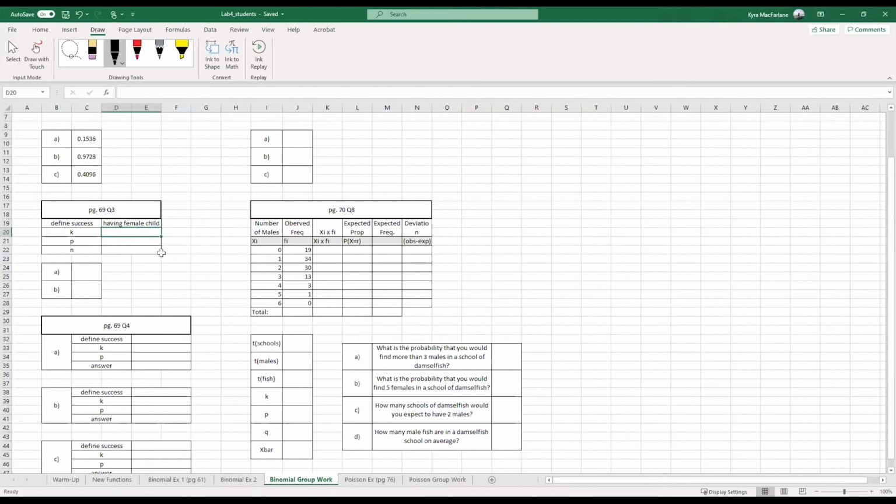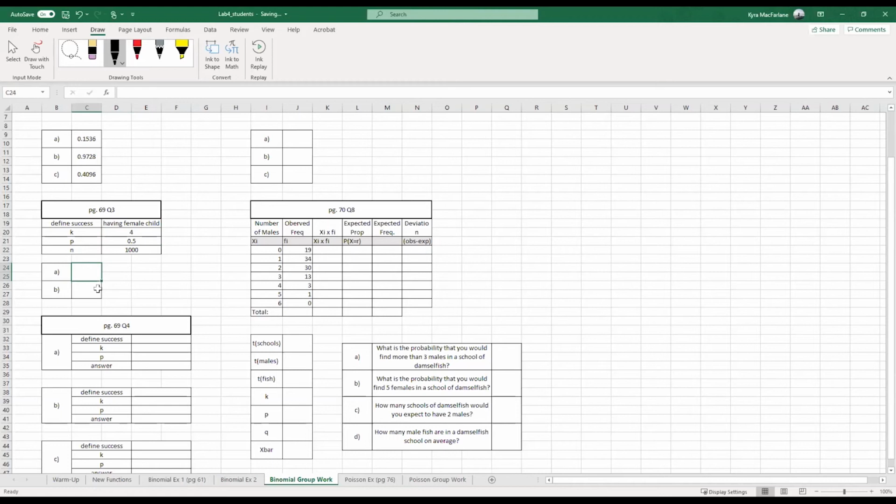K is a little tricky here, right? So we have 1,000 families with 4 children each. K is not 1,000. That's our sample size. K in this case is 4, because there are 4 children born per family. Our probability of success is 1/2, and our sample size, N, is 1,000. So how many families out of a total of 1,000 would you expect to have at least 1 daughter?